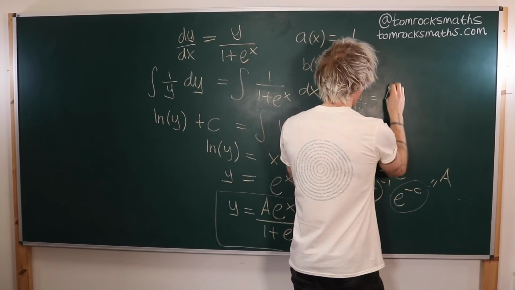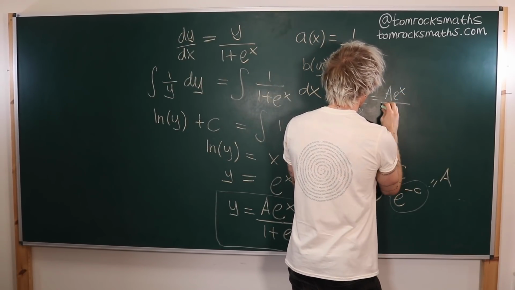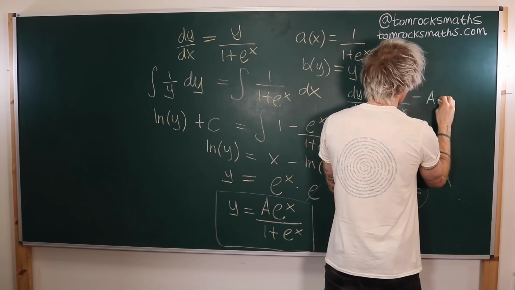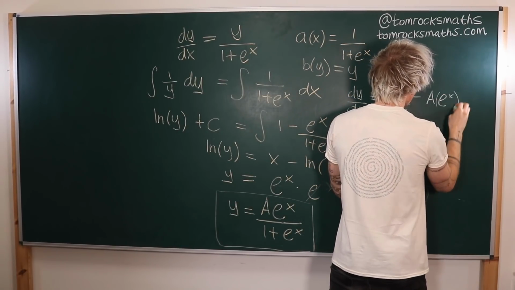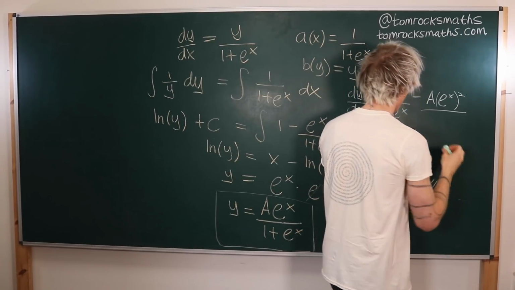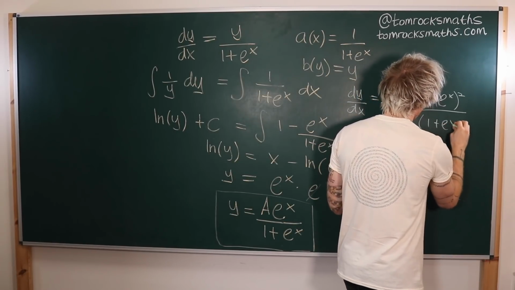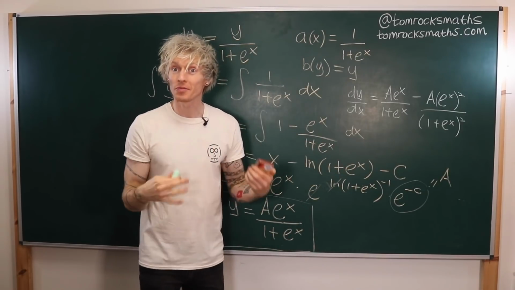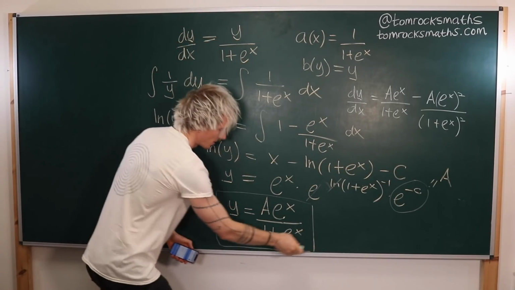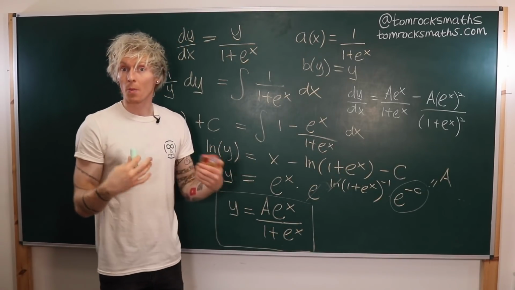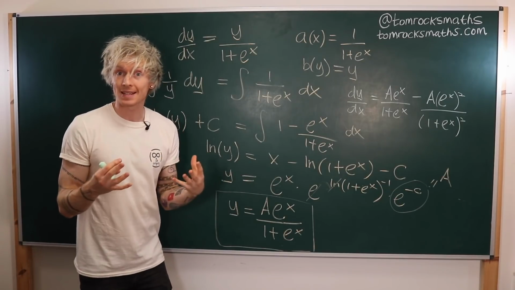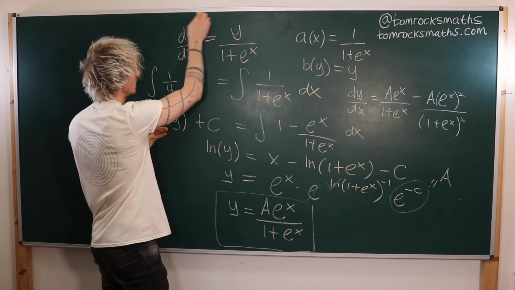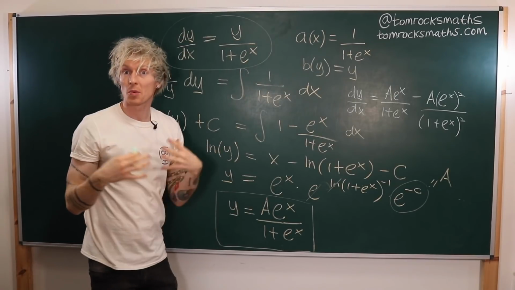to a e to the x over 1 plus e to the x minus a e to the x all squared divided by 1 plus e to the x squared. So this has calculated the quotient rule for me based on this being my function y. To check that our answer is correct, we of course need to rewrite this in terms of y to make it look like our original equation.